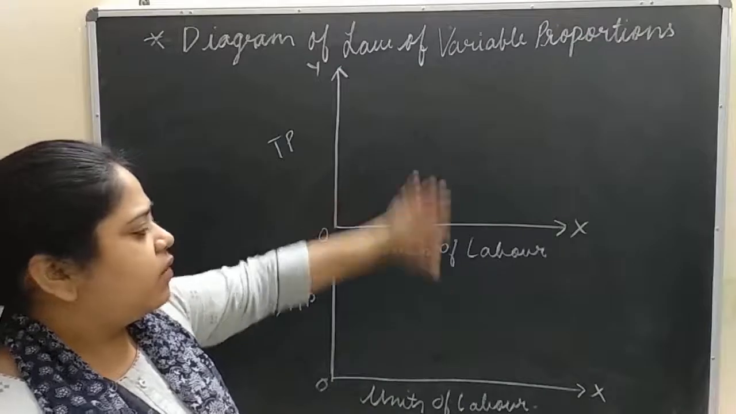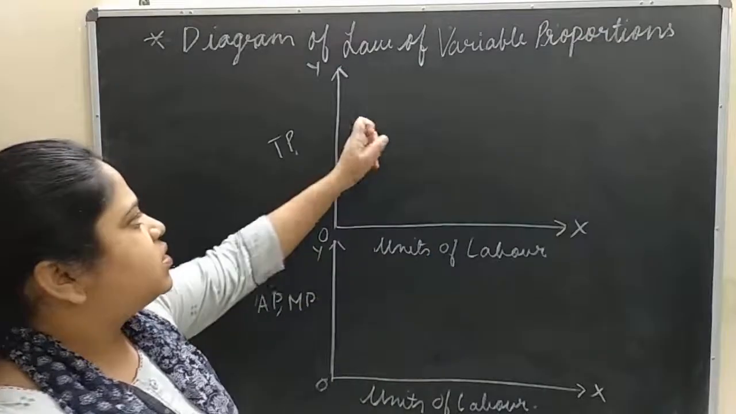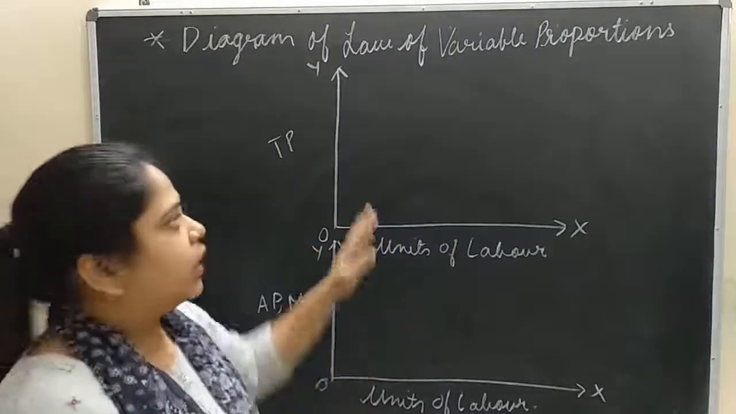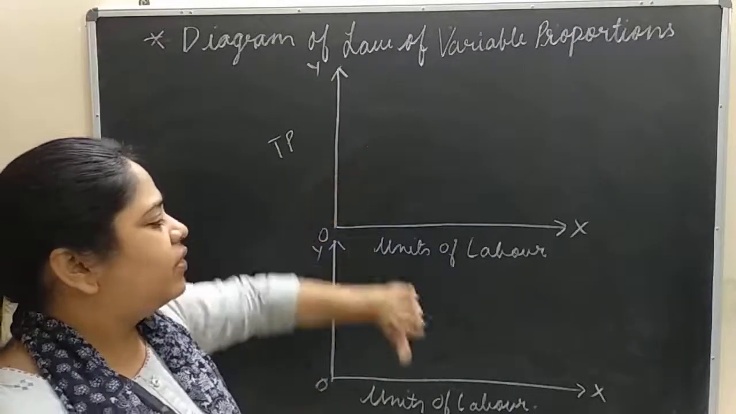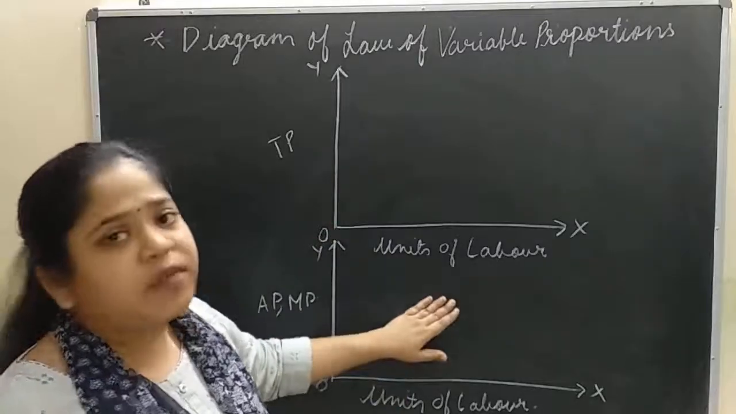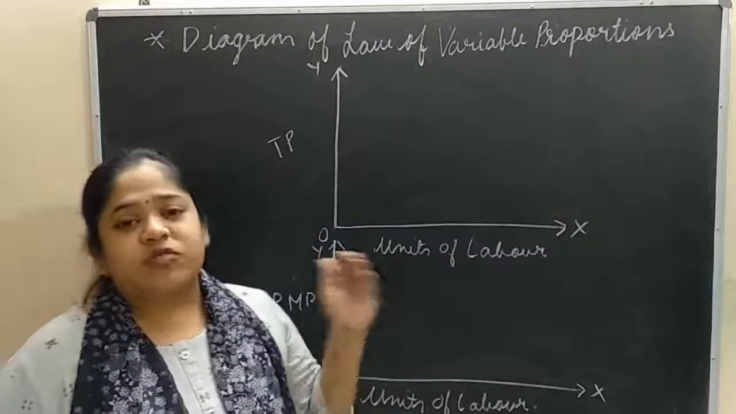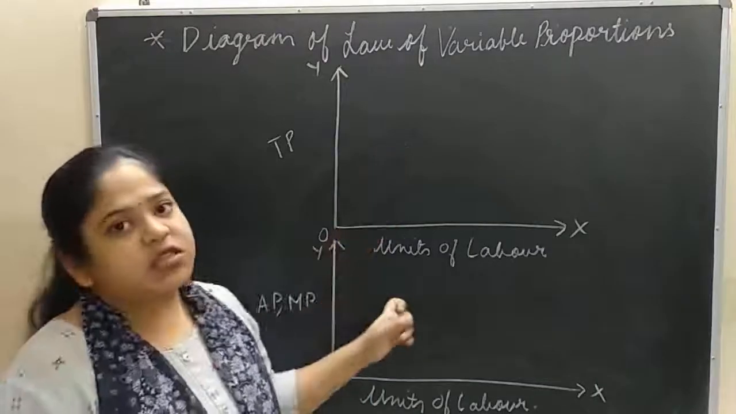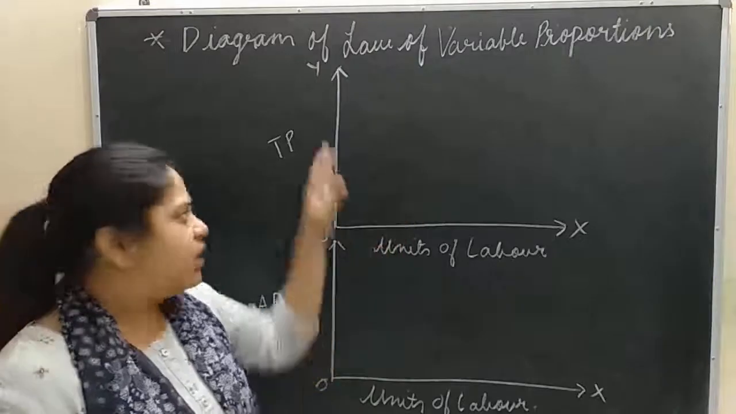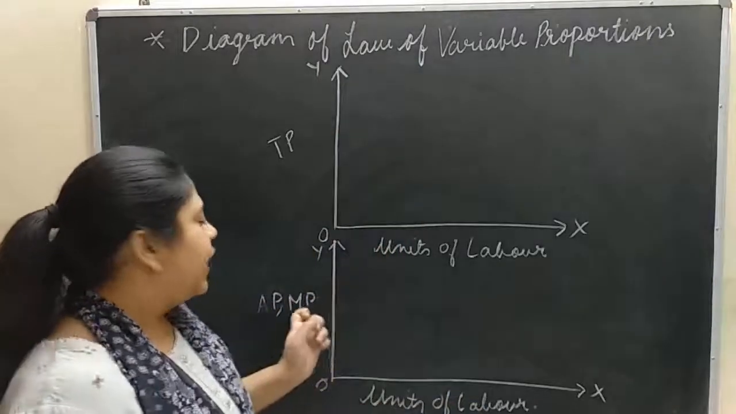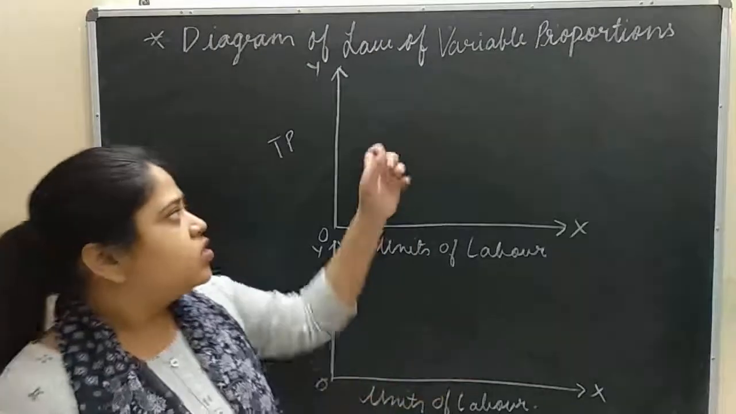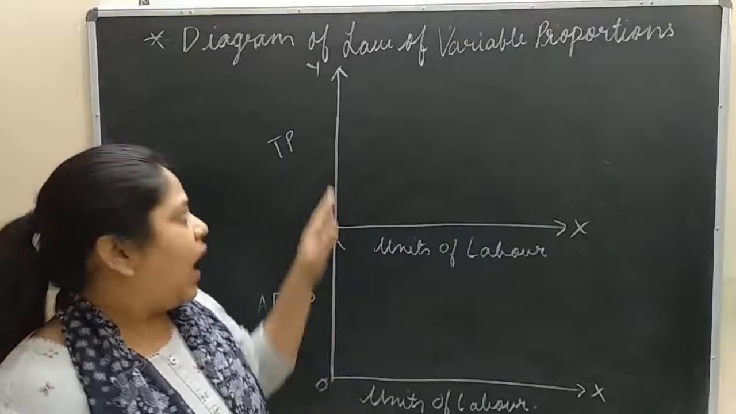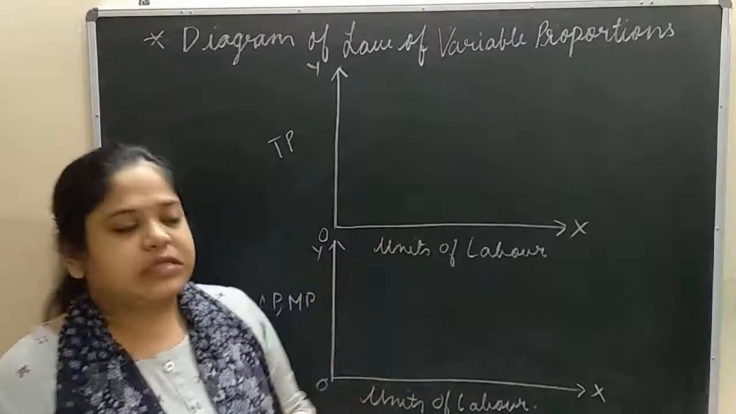This is the first diagram, this is the second diagram. This is the total product diagram, and this is the average product and marginal product diagram. Students, you need to make sure that the total product diagram is above, and just below it, in the same manner and the same measurement, should be the AP and MP diagram. These two diagrams should be above and beneath each other, and the measurement should also be the same.